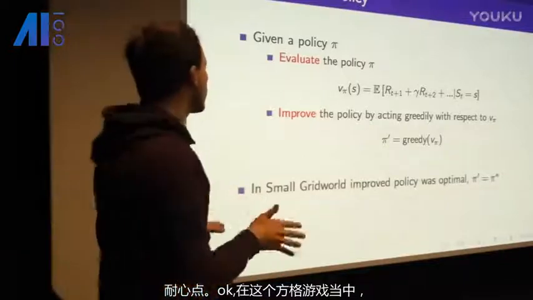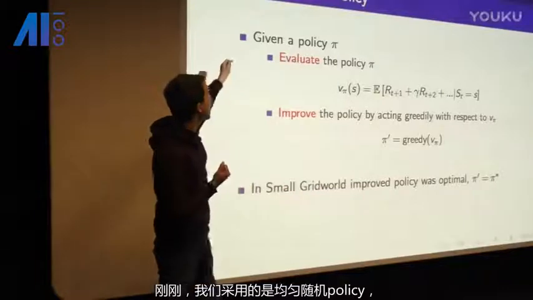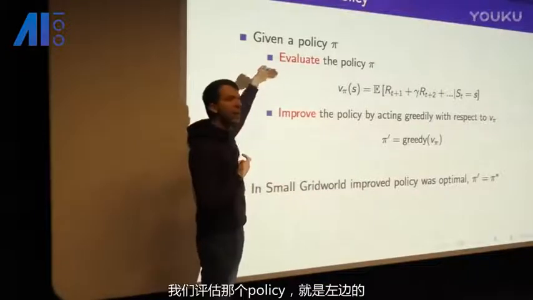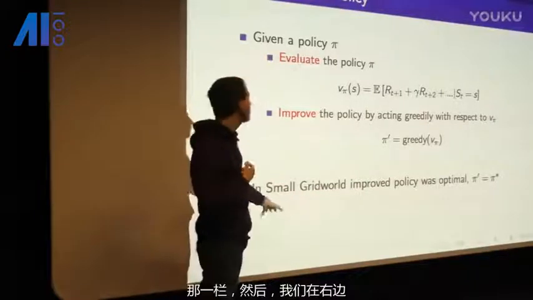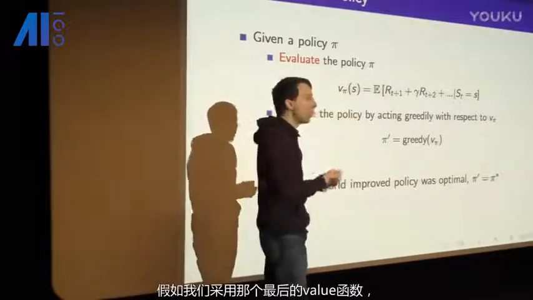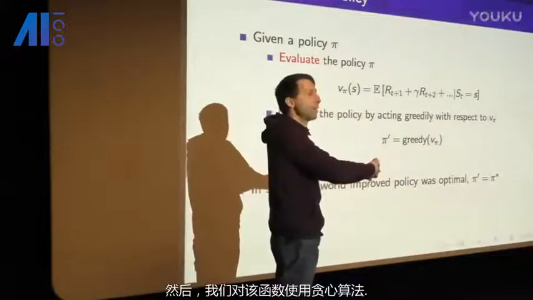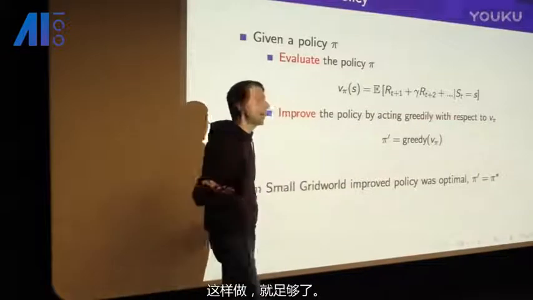Okay, so in the small grid world, we just did this once. We started with the uniform random policy. We evaluated that policy once, that was the left-hand column, and we improved the policy once, that was the right-hand column. We looked at what would happen if we took that value function we ended up with and then acted greedily with respect to that. And in the small grid world, that was enough.